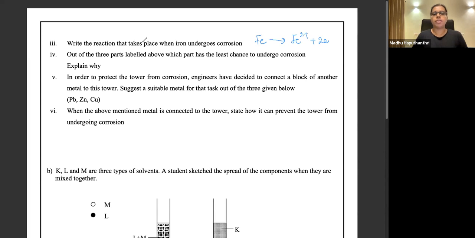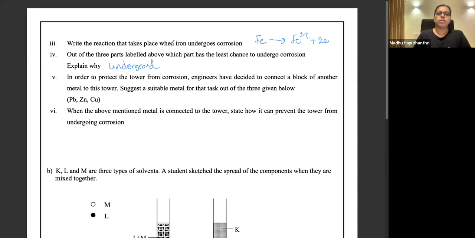Then out of the 3 parts labeled above, which part has the least chance to undergo corrosion? Least chance is there for the underground part, because beneath the ground, moisture and oxygen, both of them are limited, extremely limited, especially oxygen. Oxygen is very much limited underground.